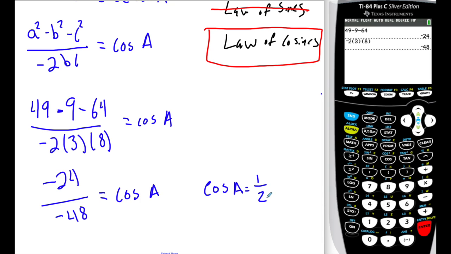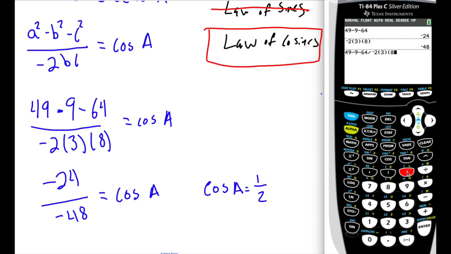And that means that the cosine of A, well, we can do negative 24 over 48. It's 1/2. Now, let me show you the mistake people make sometimes. They do 49 minus 9 minus 64 divided by negative 2 times 3 times 8. So you see what they're doing? They're trying to do everything in one step. Now, we know the answer is supposed to be 1/2. We just found that out. They got 808, nowhere close to the right answer.